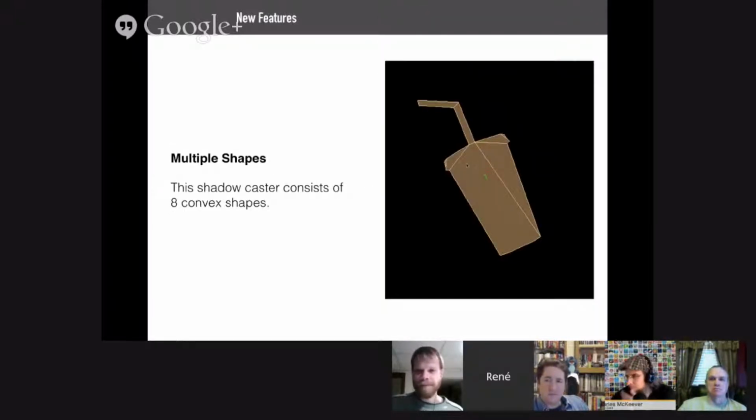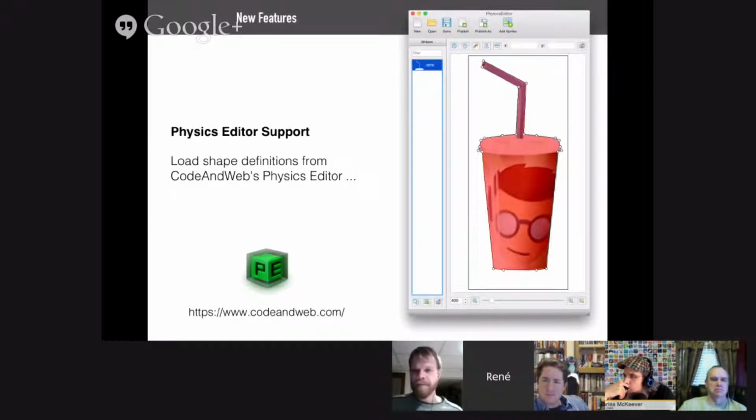As you can see in the next image, this beaker, it's a beaker? I don't know, this Corona Geek drink has been broken down into 8 convex shapes. And even cooler, you can just, for example, use Code and Web's physics editor to automatically create the shape of this complex object.